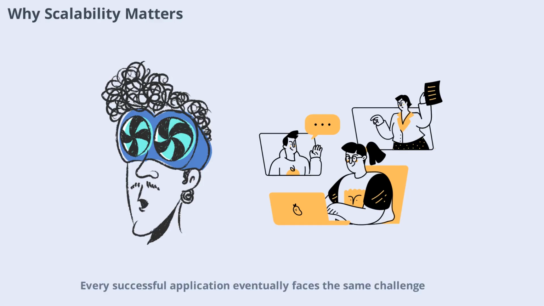Every successful application eventually faces the same challenge. As more users join and more data flows in, the system starts to strain. What once worked smoothly for 1,000 users can begin to crack under the pressure of 100,000 or even collapse at 1 million. This is where scalability becomes absolutely critical.